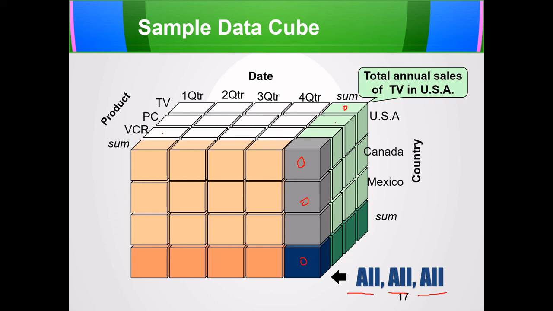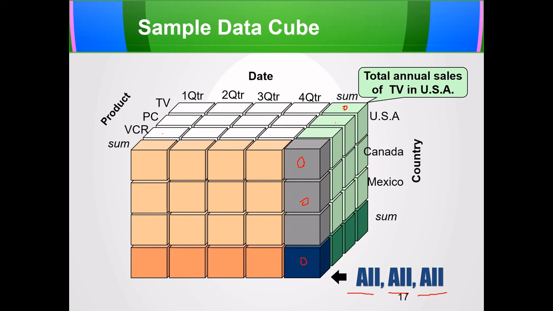Similarly, here this cell will contain the total sale of the TV product for the USA only, but for all the quarters. Here again this cell will contain the total sale of PC for the USA only, for all the quarters, meaning yearly sale, annual sale, right? Then this will contain the annual sale of the VCR in the USA, and so on.